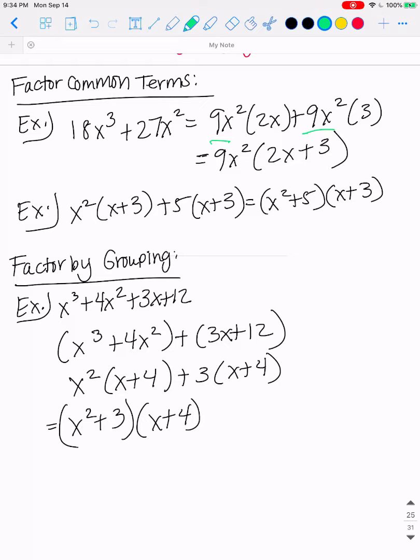Now another example. Here x plus 3 is the like term, or the common term. So we could just factor that out and then combine the x squared plus 5.